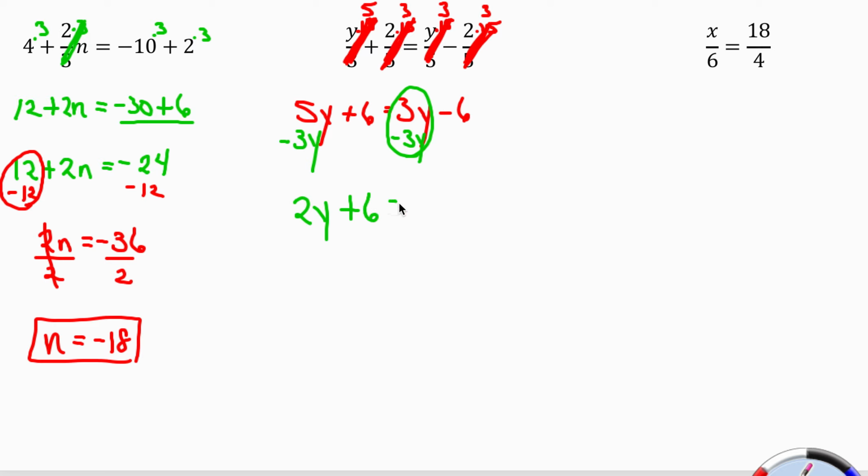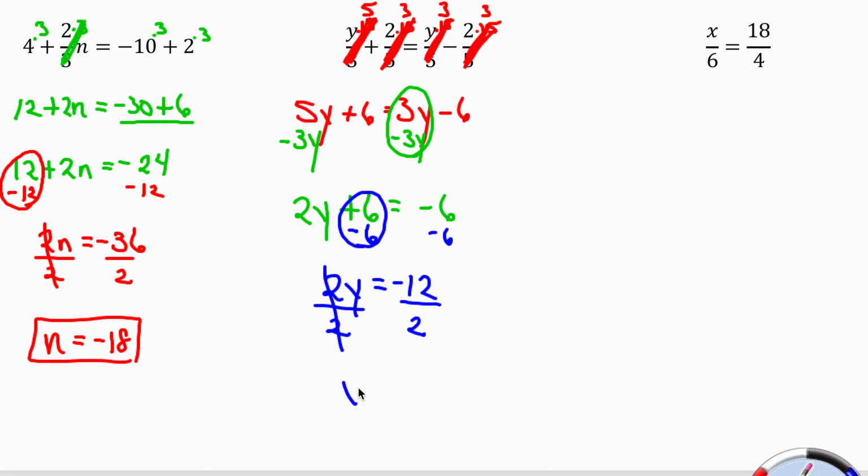2y plus 6 equals 0 minus 6. Now that my y's are all on the same side, undo whatever's being added or subtracted. So I need a minus 6 both sides. So I have 2y equals, signs are the same, means add. Keep the sign of the biggest. Undo anything being multiplied. So that you have 1y equals negative 6.